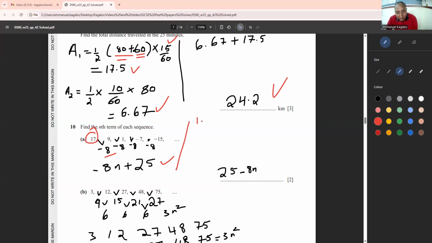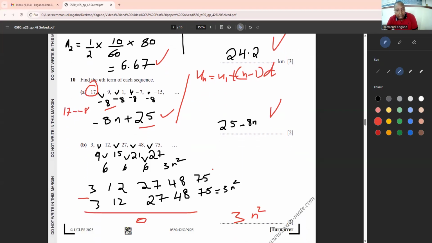For those who are doing additional math, you can just use u1 plus (n minus 1)d, okay? Because I think you know the formula. But if you're not doing additional math, that's a shortcut. You just get the difference, you write minus 8n, and then you get the first term minus the difference. So when you do 17 minus 8, that's how I have 25. And that is your nth term.